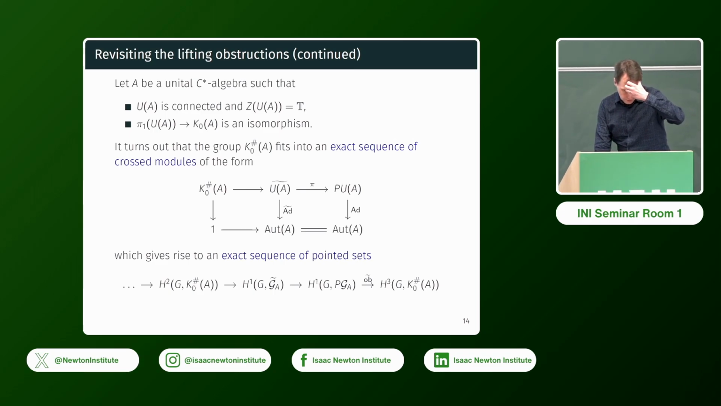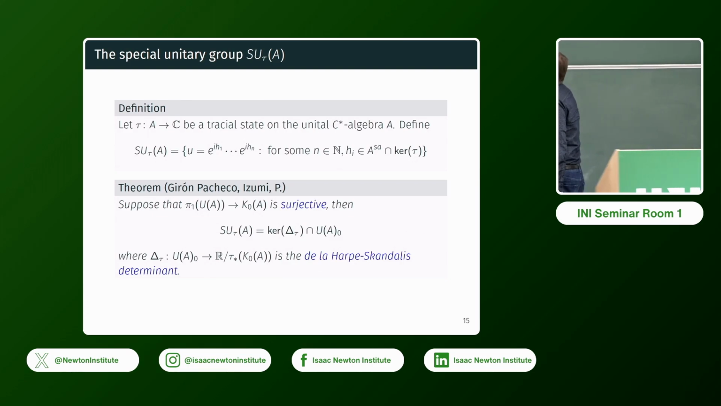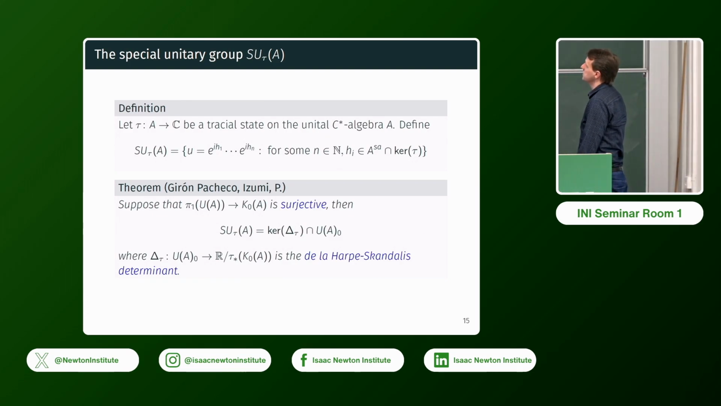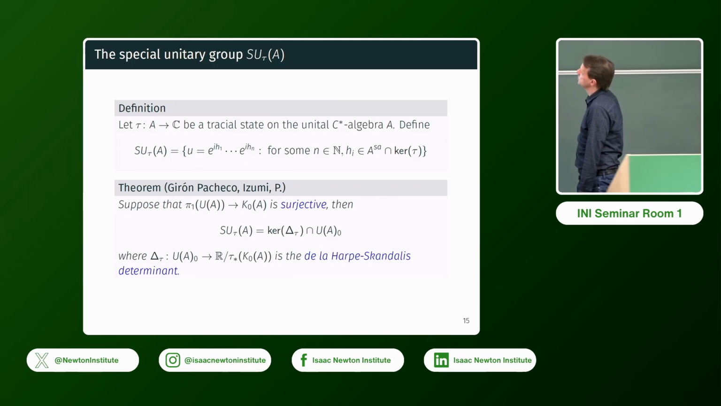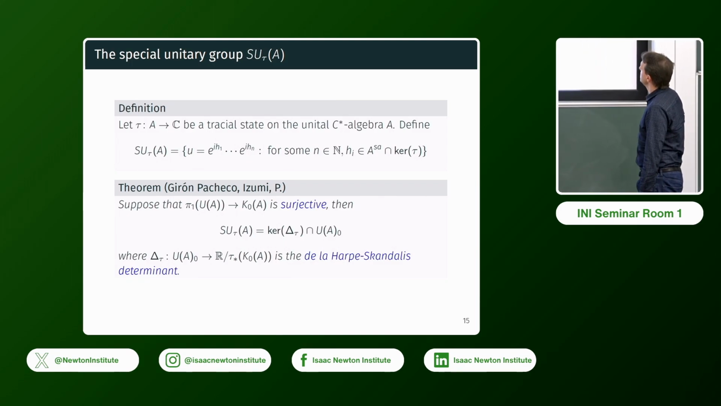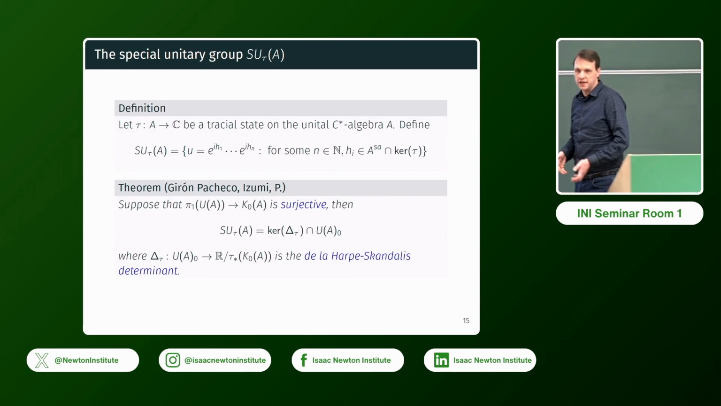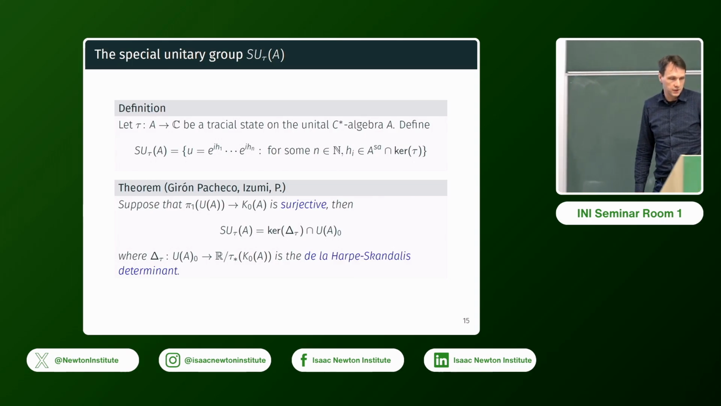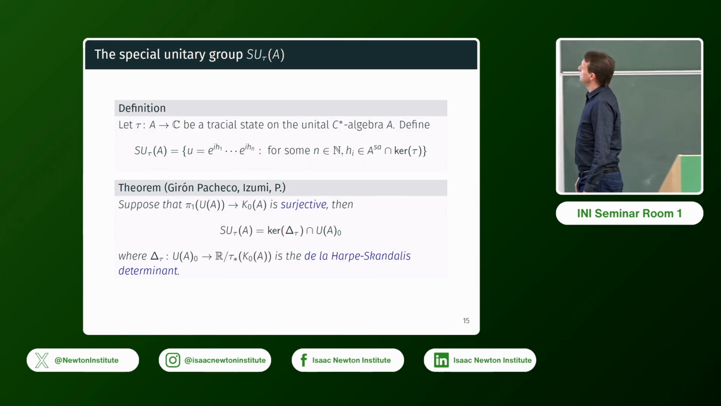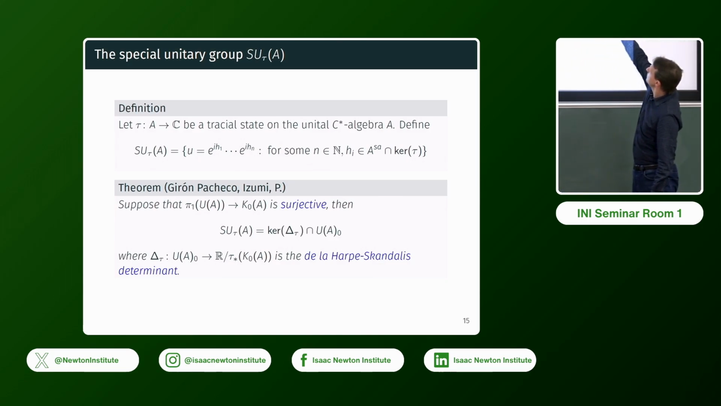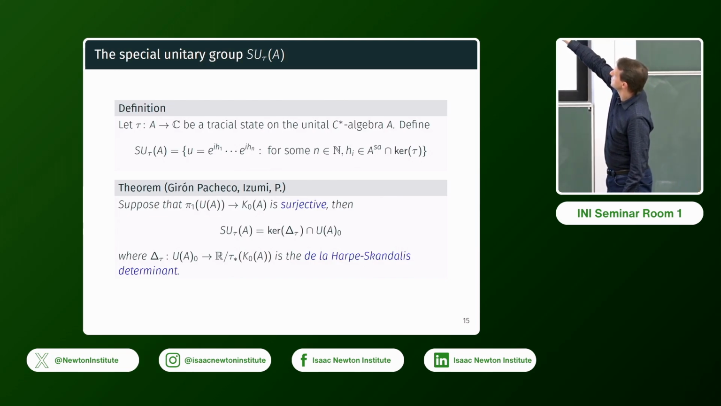All right, there's another obstruction that also works, and that's related to the case where you have a trace state on your C-star algebra. So if you assume that you have a tracial state on the unital C-star algebra, then you can define the C-star algebraic analog of the special unitary group. Right, so what's the special unitary group? It's generated by the traceless self-adjoint matrices by plugging them into the exponential map. So that's this upper definition here.